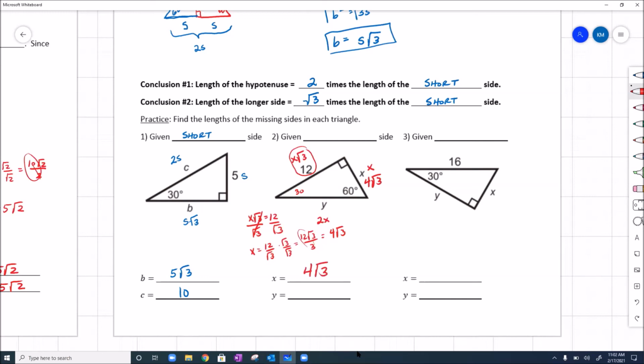Y is 2 times X. So 2 times 4 radical 3. Outside times outside gives me 8 radical 3.